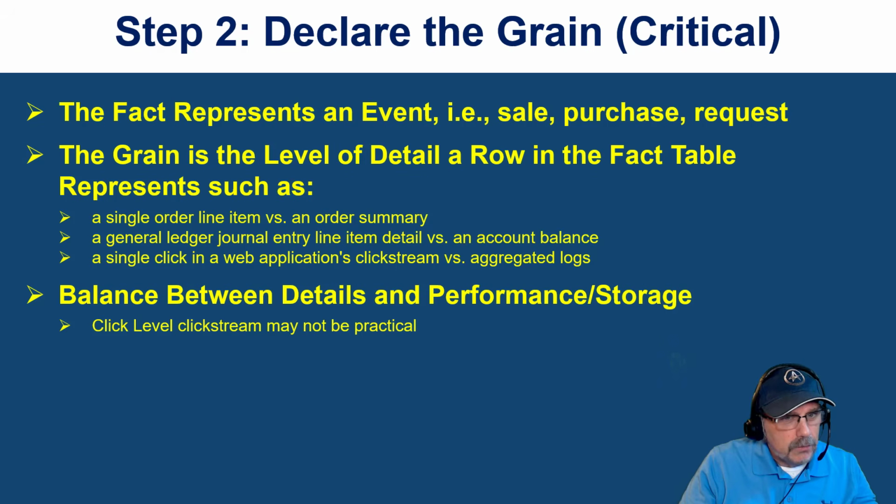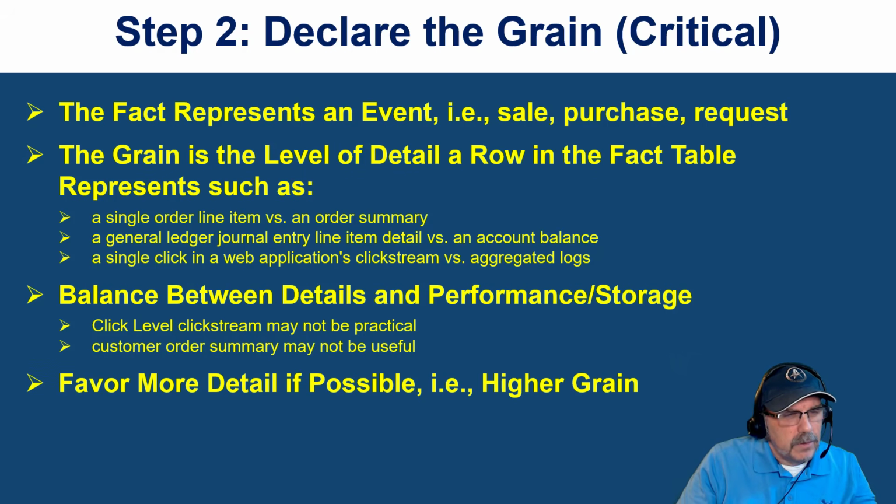So at click level, with clickstream, it may not be practical to get that lower level grain. But when it comes to orders, like we talked about earlier, invoices, if you only gave totals for the entire invoice, it wouldn't be very useful for reporting. You're going to want the line items. So the takeaway from this is: favor more detail if possible.